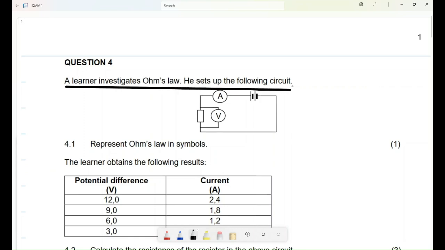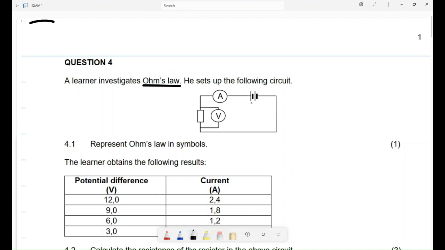In today's video, we're going to be focusing on more practical questions on electric circuits. All right, now let's just dive into it. It says a learner investigates Ohm's law. Remember, what does Ohm's law say? It says the potential difference across a conductor is directly proportional to the current in the conductor at constant temperature. If the temperature is not constant, then we have a problem. All right, now let's answer the questions.